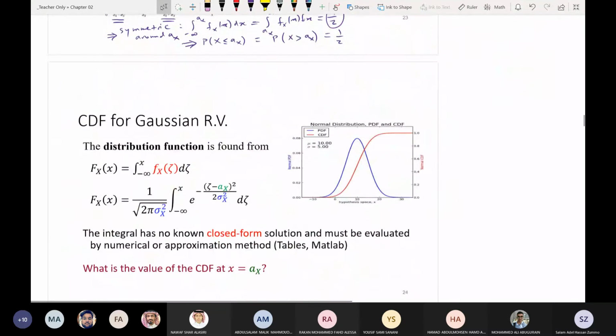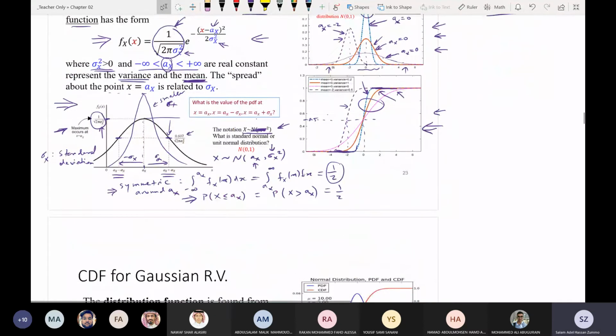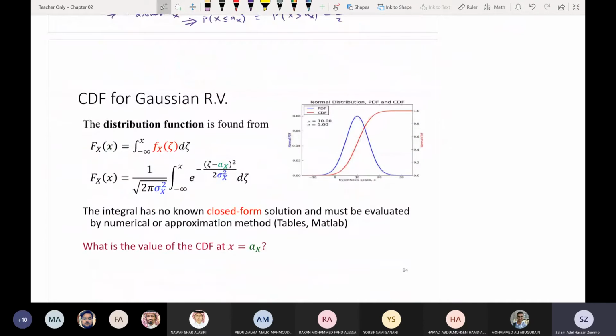Now the CDF of the Gaussian random variable. Until now everything was about the PDF, its shape. We just started the CDF. This is the CDF, this is the PDF. Mathematically, the CDF is the integral of the PDF from minus infinity to x, which is given by this. The constant stays as it is, and then we integrate this exponential.